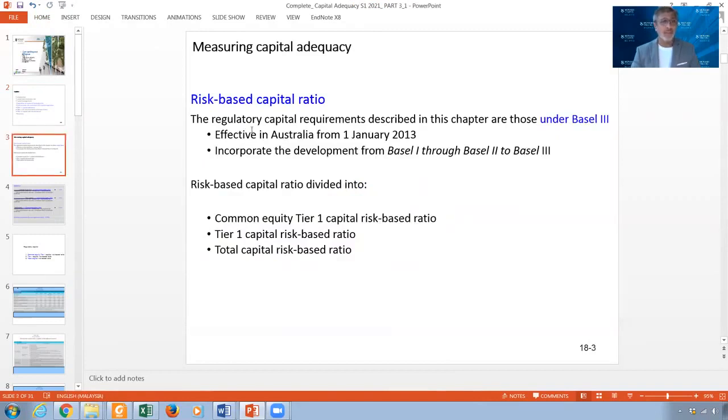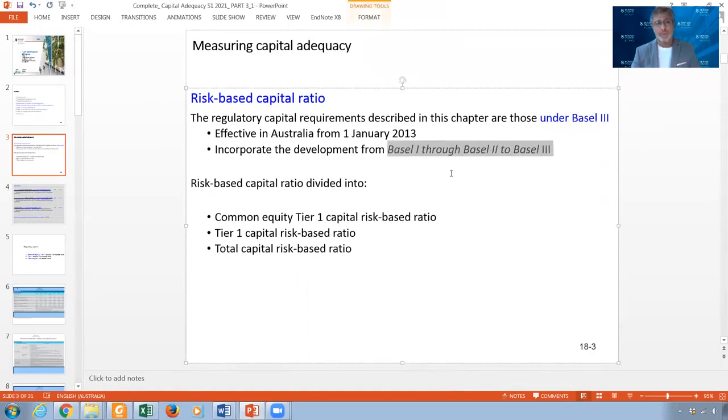Let's first identify the risk-based capital ratio. The regulatory capital requirements described in this chapter are those under Basel III. They are effective in Australia from January 1st, 2013, and the same in Malaysia. It incorporates the developments from Basel I to Basel III, but we are not concerned about Basel I or Basel II, only Basel III, which is effective now in Malaysia, Australia, and many countries. The period to apply this requirement was given by Basel from 2013 to 2019. Most countries have followed this, as I will show you in the timeline.